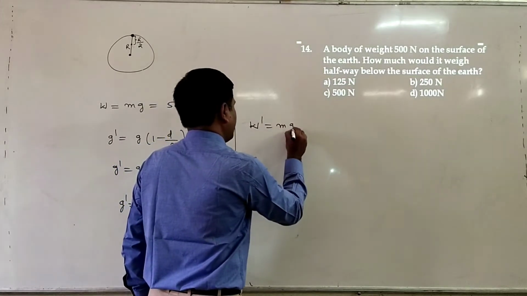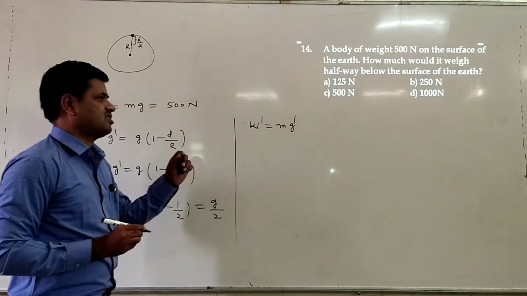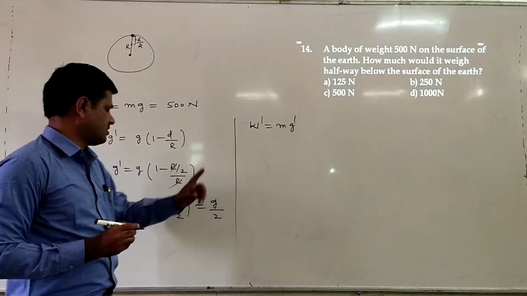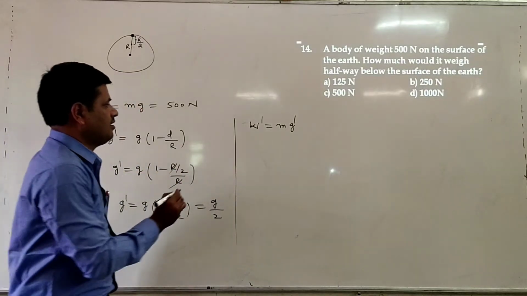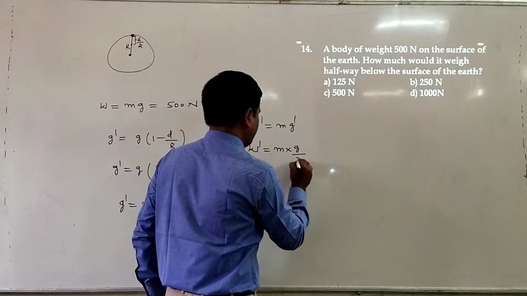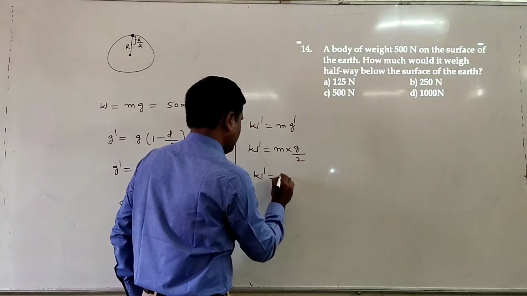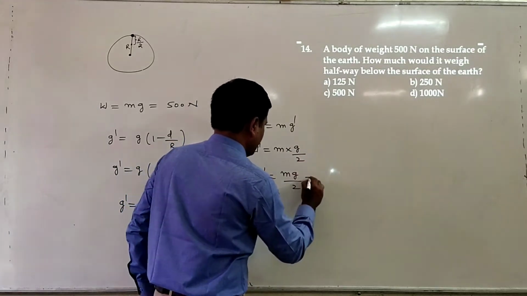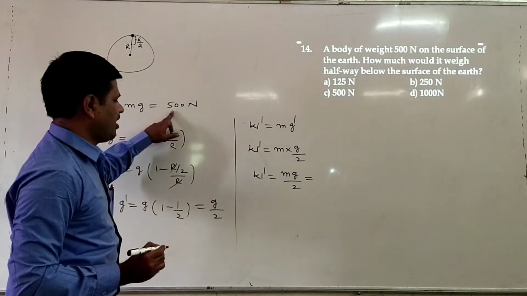W dash is equal to M into G dash, because at the depth, what is the acceleration due to gravity? G dash is there. So W dash is equal to M into G by 2. Now W dash is equal to Mg by 2. Weight mg is equal to 500 Newton.